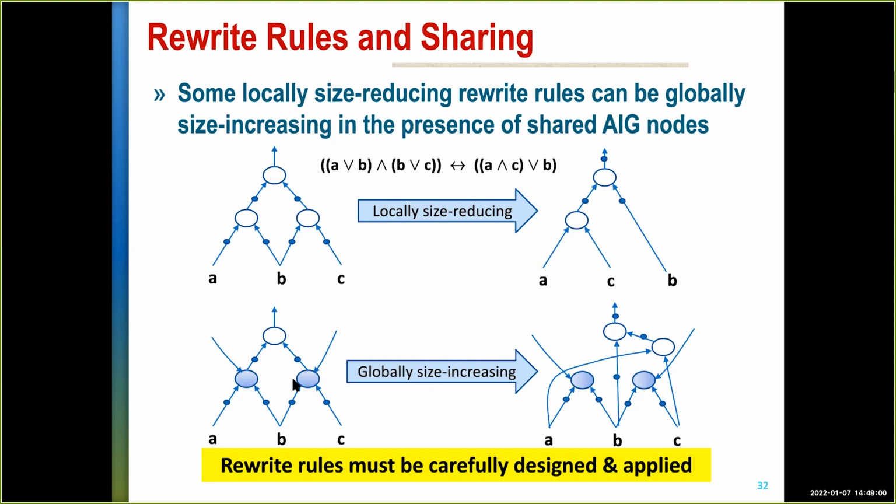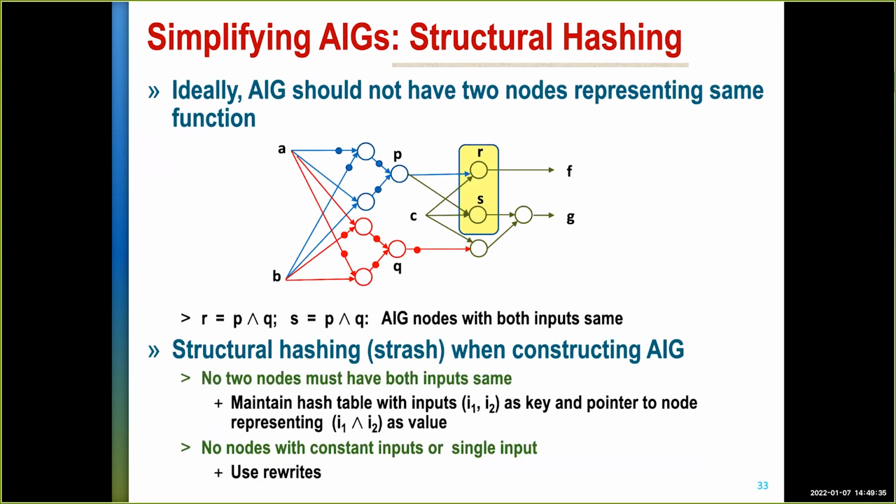But if the same pattern was present and there were other things also pointing to here, then you can't really get rid of these nodes, because those other things needed the functionality of these nodes, right? So you have to keep those things as they are, plus you will end up generating this. So it can actually end up increasing the overall size. Although if you just look at the sub function you're trying to optimize, that has reduced, right? So locally size reducing can be globally size increasing. So you have to apply these carefully. There are lots of heuristics to do that.